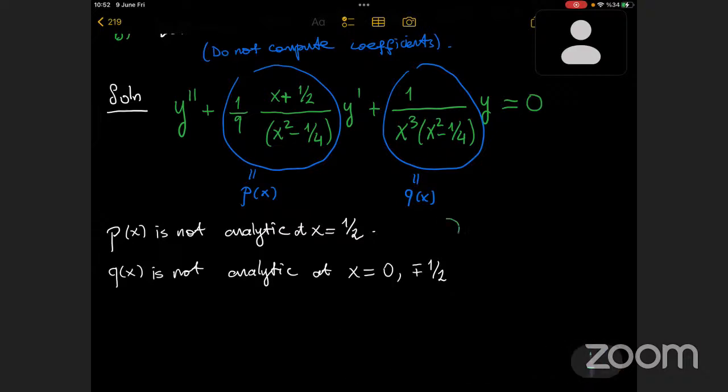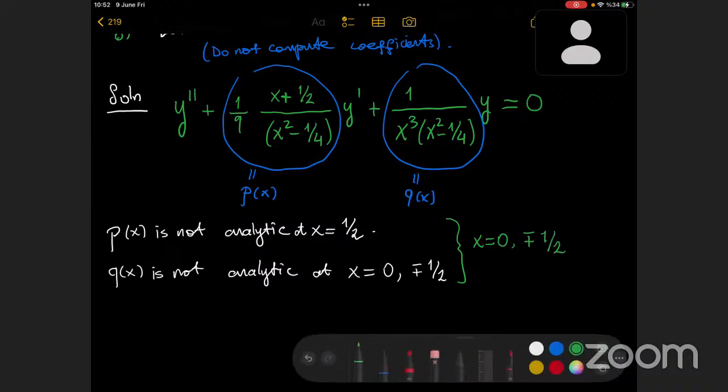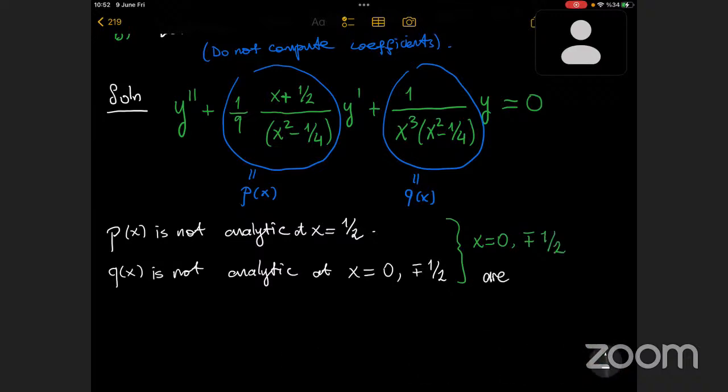Which implies x is equal to 0, plus or minus 1/2 are singular points.